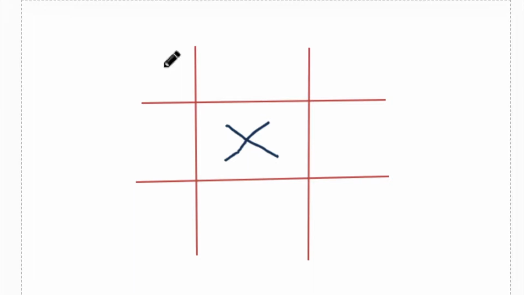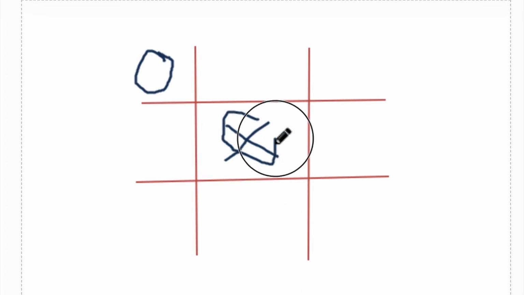The second player has to place the second marker, that is O. The second important thing is, the player cannot place the marker on the same place. It has to be on one of these empty places. That's important rule number 2.